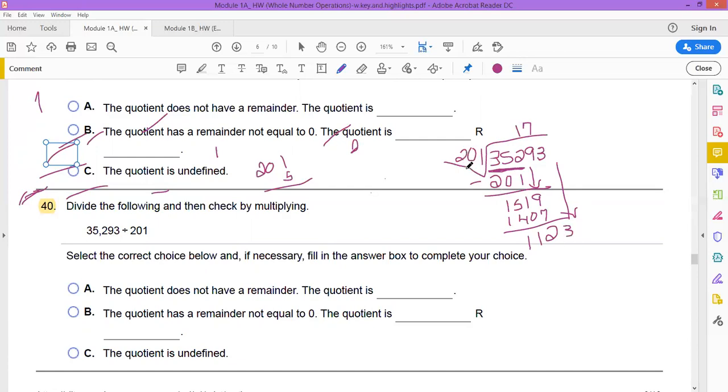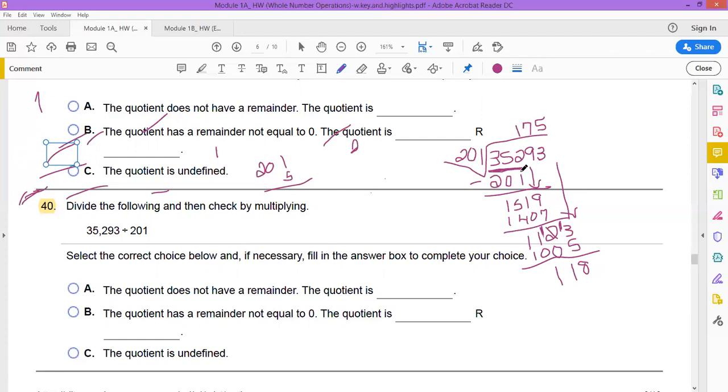Now 201, how many times can 201 be divided into 1,123? It can be divided 5 times. 5 times 201, we'll get 1,005. We want to subtract. Starting in our last column, 3 minus 5, we can't take 5 from 3, so we've got to borrow from the 2. That 2 becomes 1, and this 3 becomes 13. 13 minus 5 gives us 8, and 1 minus 0 gives us 1. 1 minus 0 again gives us 1. So we'll stop here. There are no more numbers for us to carry down.